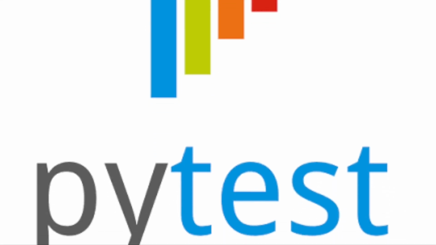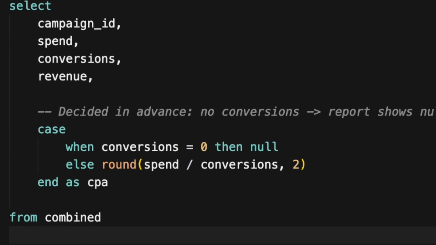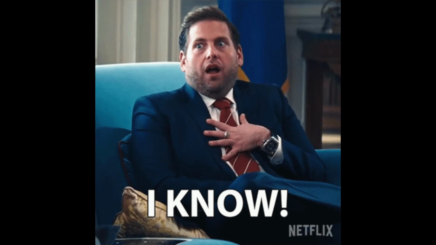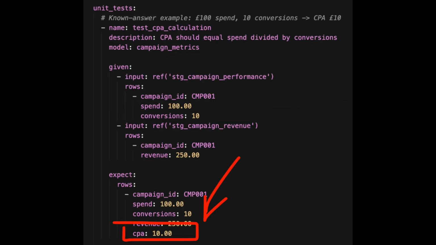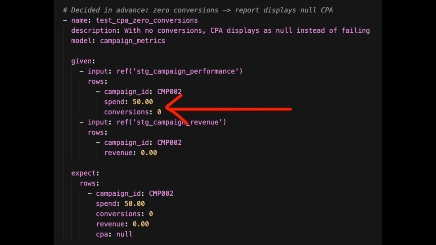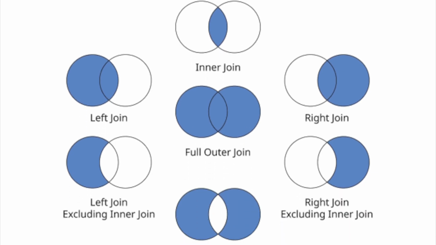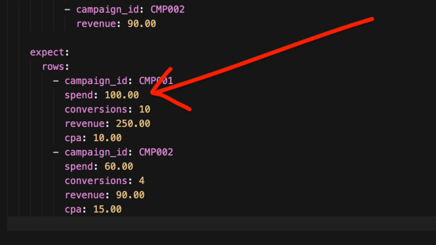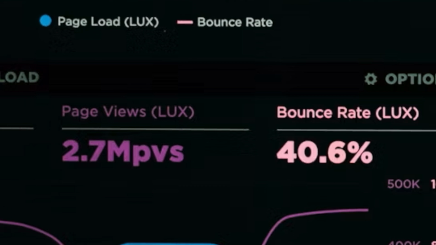This is where unit testing becomes useful. Despite the name, the principle is fairly simple. You give one calculation a small example where you already know the correct answer. If spend is $100 and there are 10 conversions, CPA should be $10. If there are no conversions, you decide in advance what the report should display. You can also test that combining 2 datasets doesn't unexpectedly change the total spend, revenue, or number of conversions. This protects the marketing logic behind the metric, not just the movement of the data.